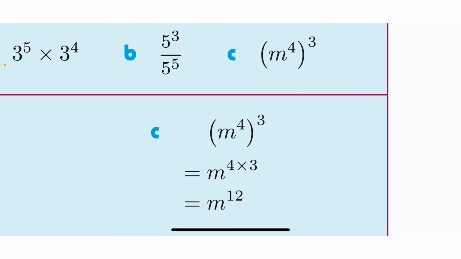Example of power to power: m to the degree of 4 raised to 3. Here we multiply both exponents. 4 times 3 will give us 12, m to the power of 12.